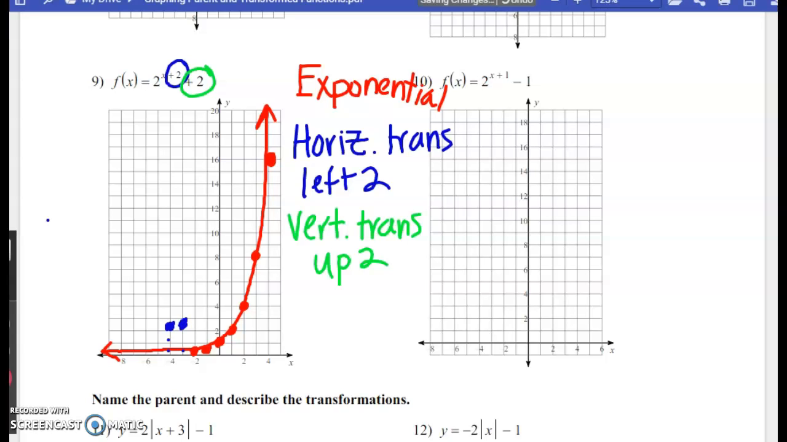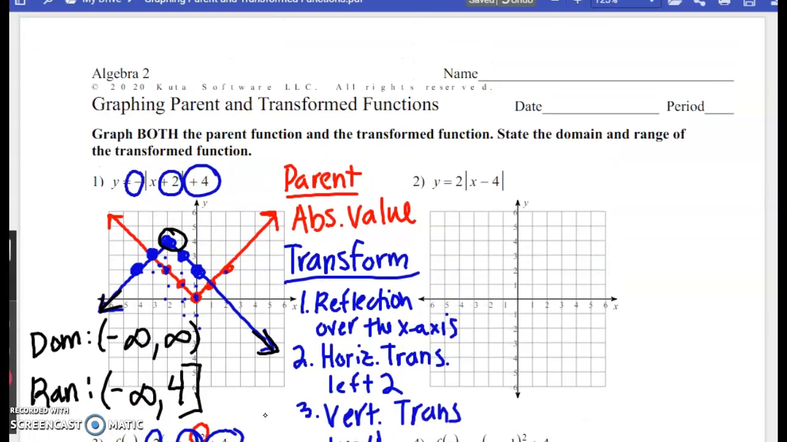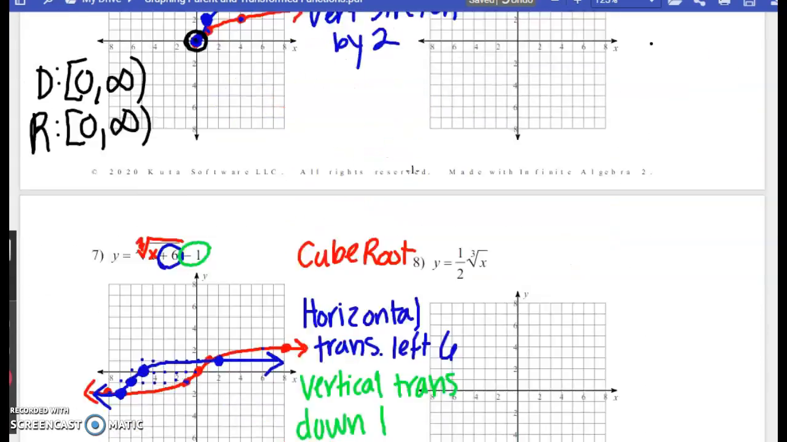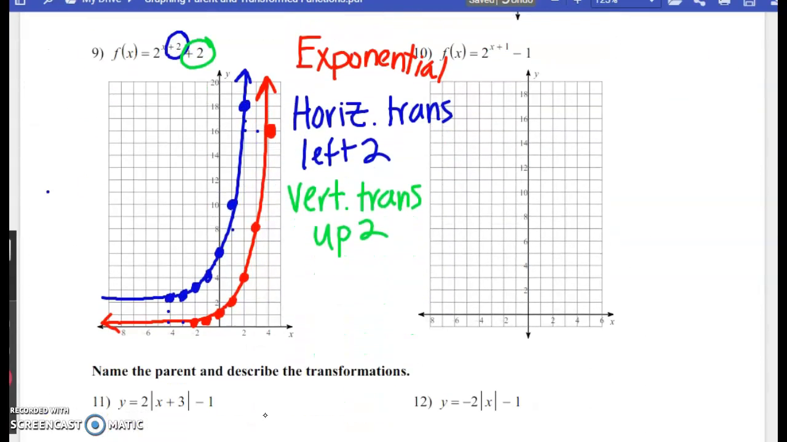My point at 0, 1 is going to go left 2, up 2. Point at 1, 2, left 2, up 2. At 2, 4 is going to go left 2, up 2. Here I'm going to go left 2, up 2. Left 2, up 2. And that's all I got. And there's my transform graph.